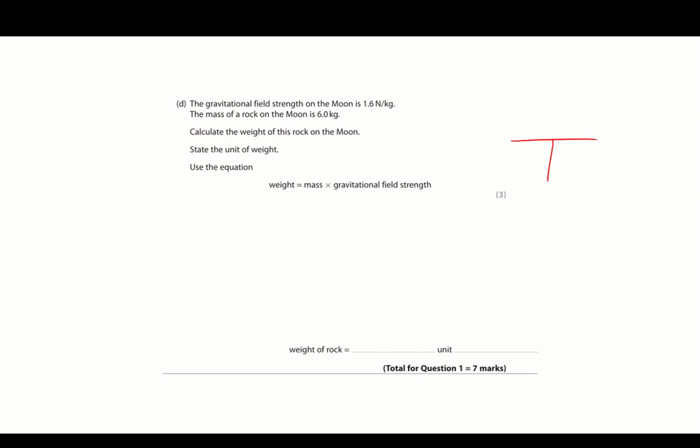So we're now going to need to use my wrinkly gran, and it says here the moon is 1.6 for its gravitational field strength. The mass is 6 kilograms. No unit change there. Perfect. It's in kilograms. State the unit for weight. So W equals M times G. So we've just got to multiply those 2 together. So W equals M times G. 6 times 1.6 is 9.6. And remember, weight is a force.